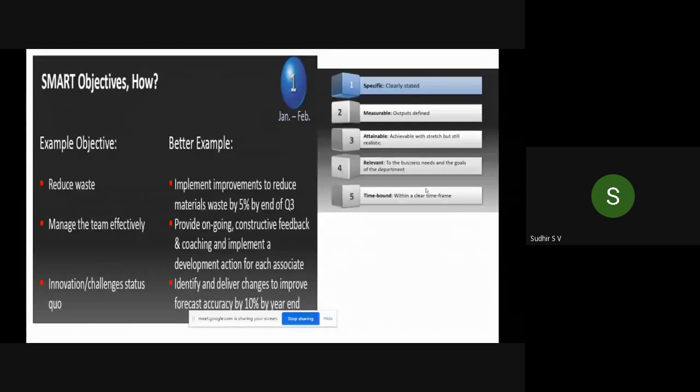So if you reduce it to a manager, provide ongoing constructive feedback and coaching and implement developing action for each associate. Now let's get down to an individual person. Individual person, identify and deliver changes to improve forecast accuracy by 10% by the end of the year. So this comes down to a specific person in an innovation challenge, right? So this is how it's done. Okay. So these are what is meant by SMART objectives. Okay. So I gave you an example in an academic situation also.